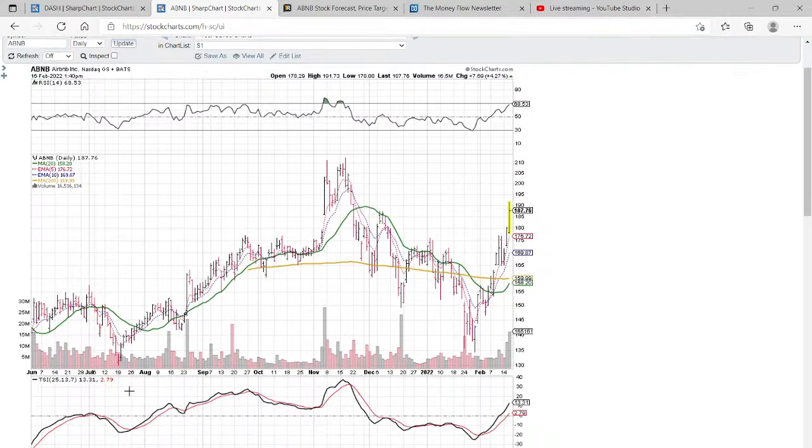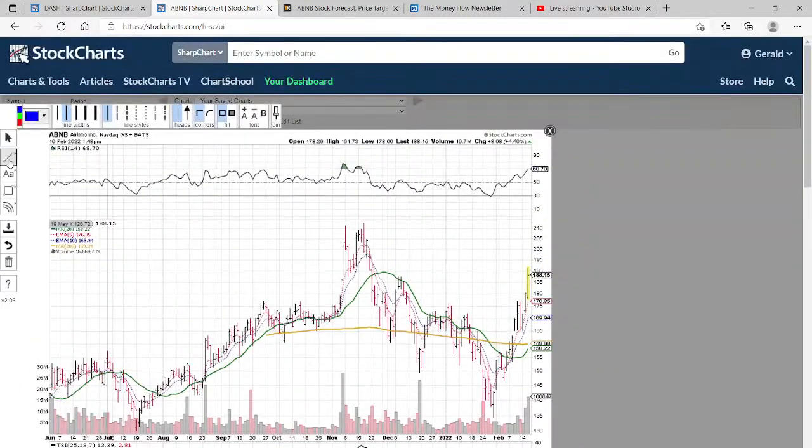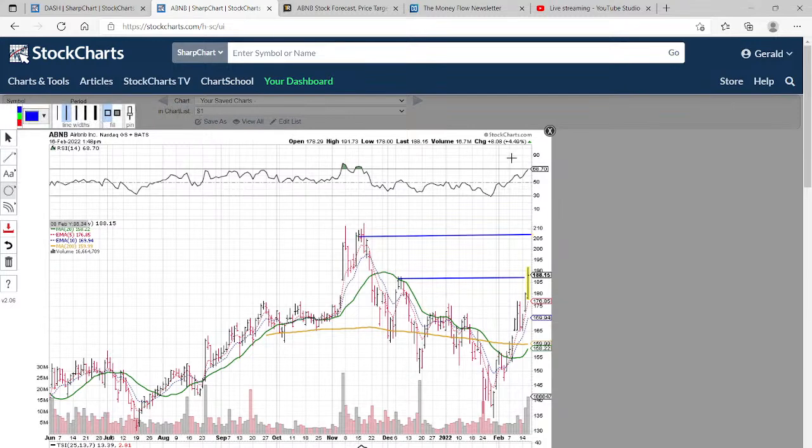So if we look on here, here's our previous high. Tagged it. Here's the next target right around in here. And of course we got RSI.